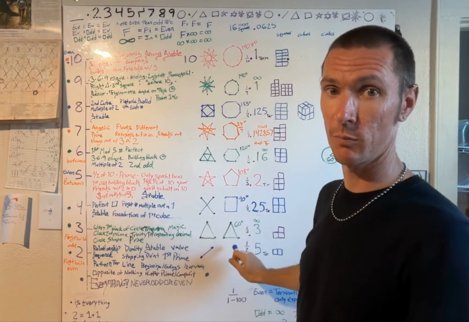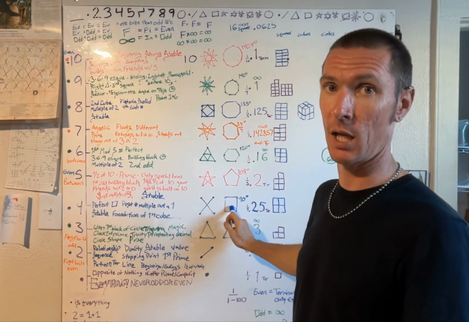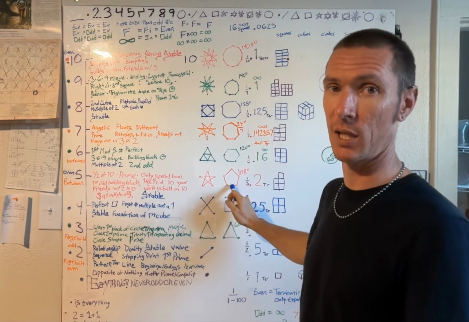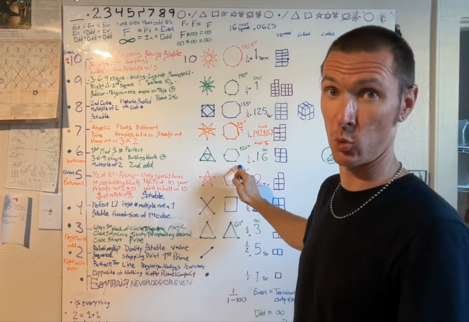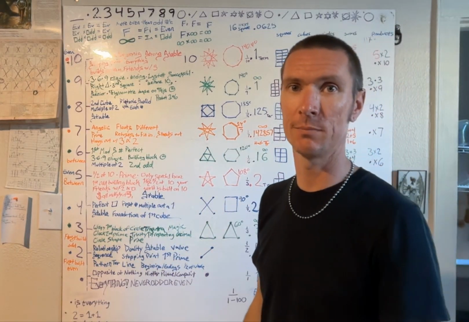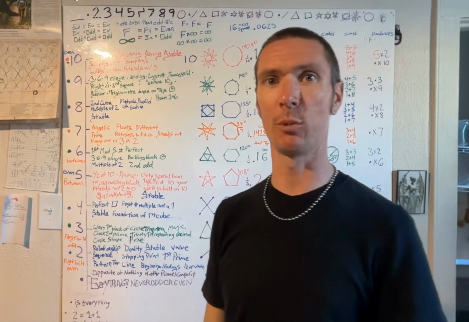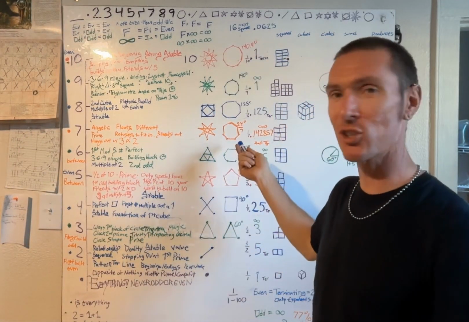Interior angle of 3 is 60. Interior angle of 4 is 90. Interior angle of 5 is 108. Interior angle of 6 is 120. What's the interior angle of 7? It's an irrational number. He can't even just be rational like everybody else.